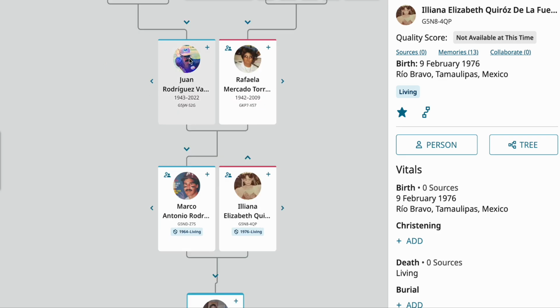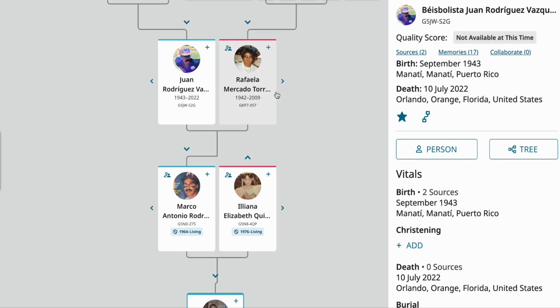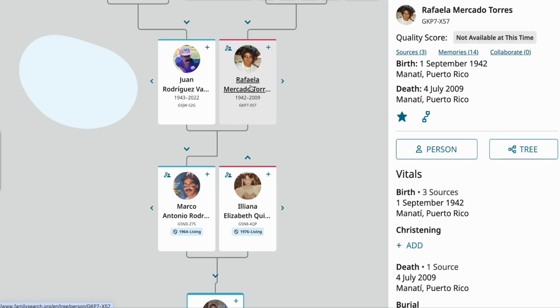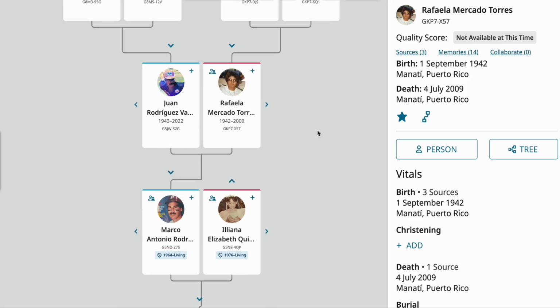His biological father was Juan Rodriguez Vasquez, who was born in September of 1943 in Manatee, Puerto Rico, and passed away in Lakeland, Florida, United States on July 10th of 2022. He unfortunately did not have the cleft chin, but my grandmother did have the cleft chin, though a very, very unnoticeable one, so I cannot provide an image to prove that.